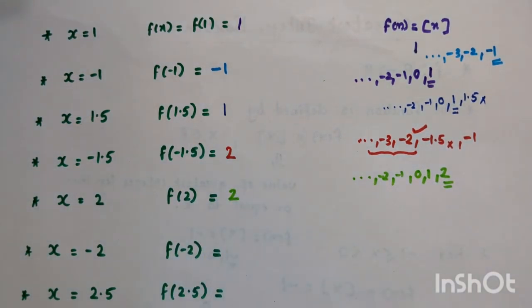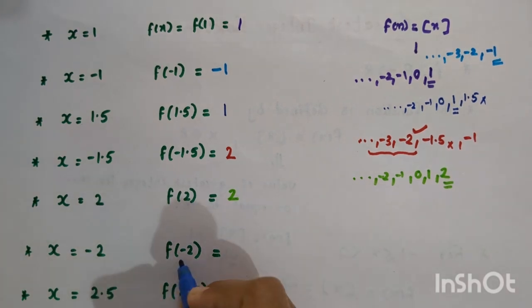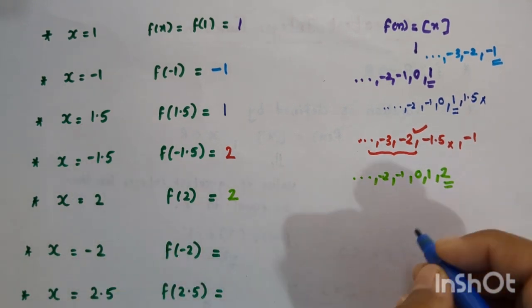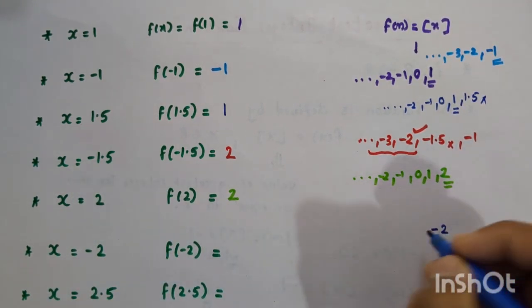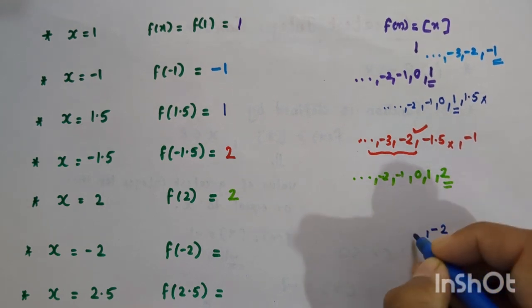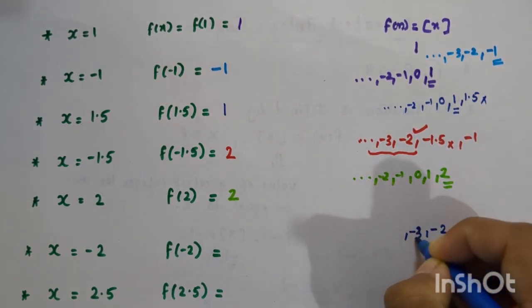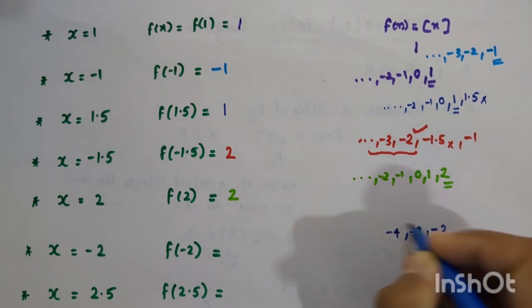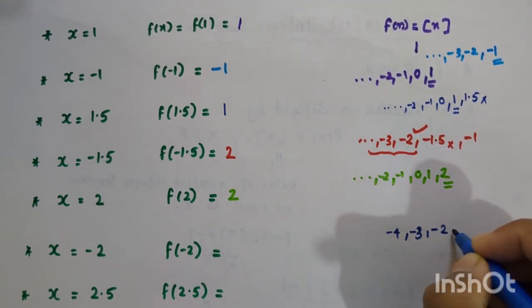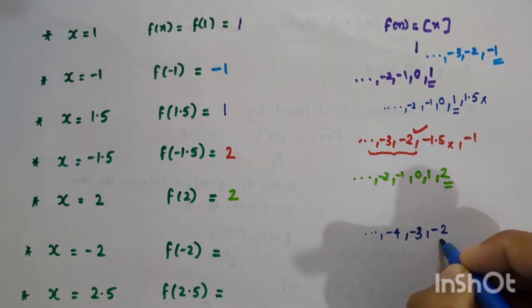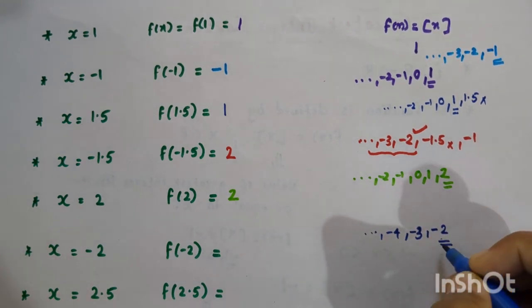Similarly, when x is equal to minus 2, f of minus 2 will be what? The greatest integer less than or equal to minus 2. It can have the value minus 2 because minus 2 is an integer. Less than that: minus 3, minus 4. Minus 1 will be on the right side, so it is not considered. So minus 2, minus 3, minus 4, minus 5, etc. So the greatest integer is minus 2.